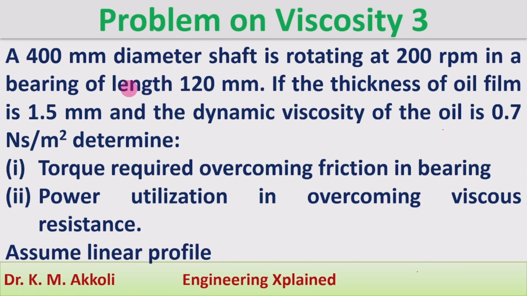The problem is that a 400 diameter shaft is rotating at 200 rpm in a bearing of length 120. If the thickness of the oil film is 1.5 and the dynamic viscosity of the oil is 0.7 Newton second per meter square, determine first, the torque required to overcome friction in the bearing.